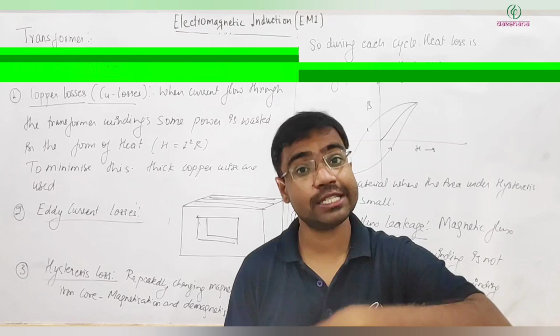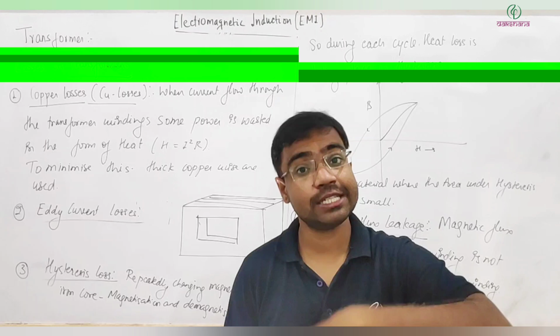Then what will happen? If R is the resistance of each copper winding, then I squared R will be the loss of power or energy in the form of heat. This loss in the copper winding, due to having some resistance, we call copper losses. When current flows through the transformer winding, some power is wasted in the form of heat, given by I squared R. To minimize this, we can use thick copper windings, so the resistance will be reduced, and this way we can reduce the loss. We are not in a position to remove it completely.